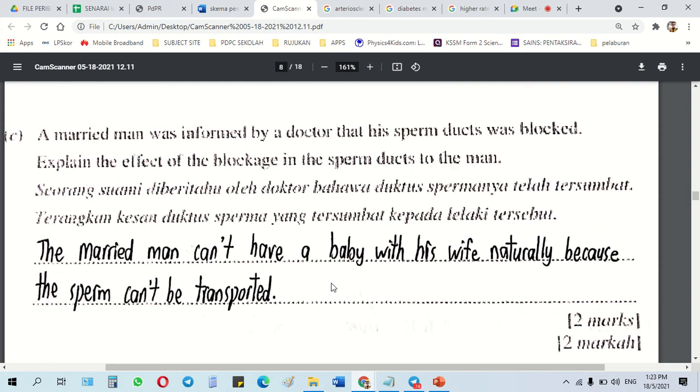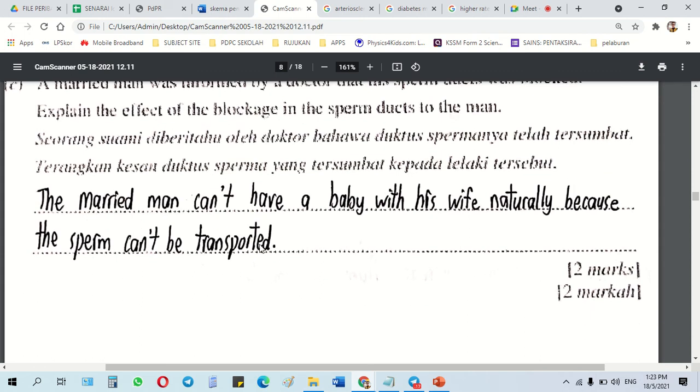the first mark here, we say fertilization cannot occur. Okay, we cannot say it like this. This is too general, it does not sound very scientific. So the scientific term is fertilization cannot occur. Okay, cannot fertilize. So with the words cannot fertilize, 1 mark. Okay, because of what? Because sperm cannot be transported. Okay, second mark. Okay, so only 1 mark.